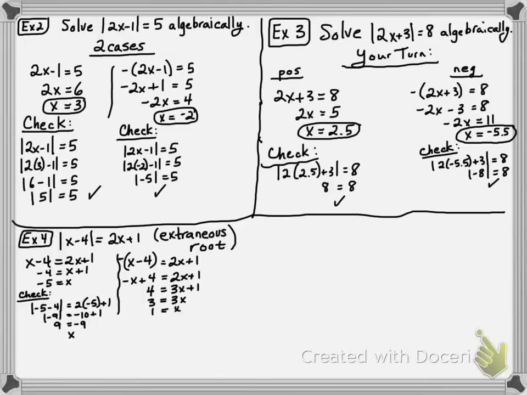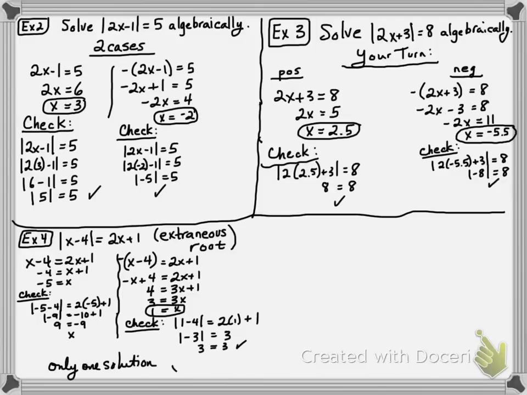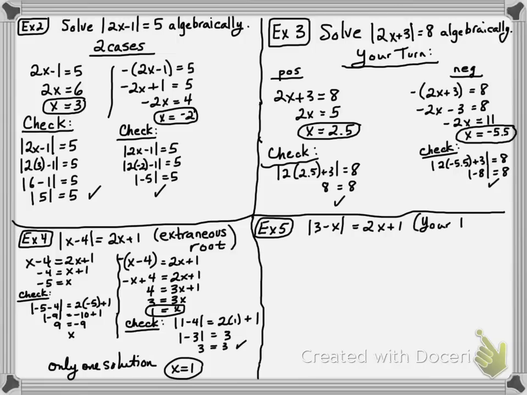Let's check that. The absolute value of 1 minus 4 is equal to 2 times 1 plus 1. And 1 minus 4 will give me the absolute value of negative 3 is equal to 3. And since 3 equals 3, x equals 1 is our only solution. Here is another your turn. And after you finish this, you can go on and do the next 2 pages of your handout booklet, which will be a worksheet.